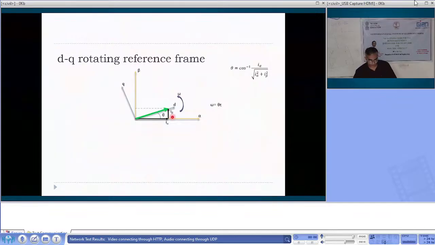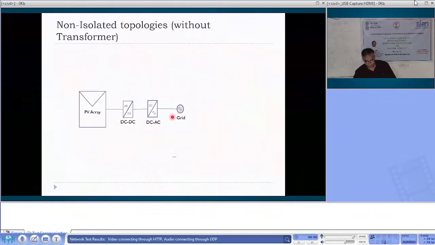Then non-isolated topologies. Non-isolated is just without transformer. But again, if you observe, the output of your DC to AC inverter is also a pulse waveform. But what we are doing is suppressing harmonics and more prominently producing a fundamental. So you can directly connect it to the grid, but you may require some filter.